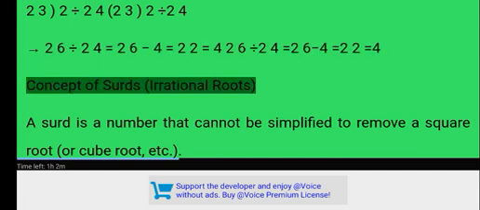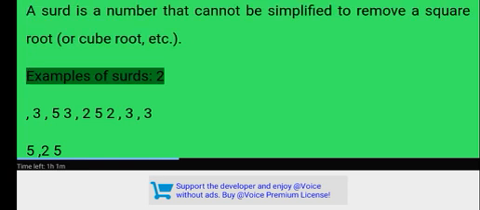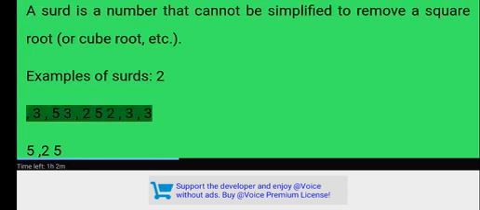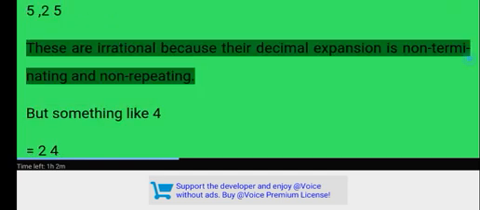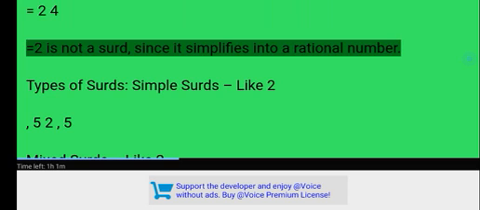Concept of surds, irrational roots. A surd is a number that cannot be simplified to remove a square root or cube root, etc. Examples of surds: root 2, root 3, root 5, cube root 2, cube root 5. These are irrational because their decimal expansion is non-terminating and non-repeating. But something like root 4 equals 2 is not a surd, since it simplifies into a rational number.